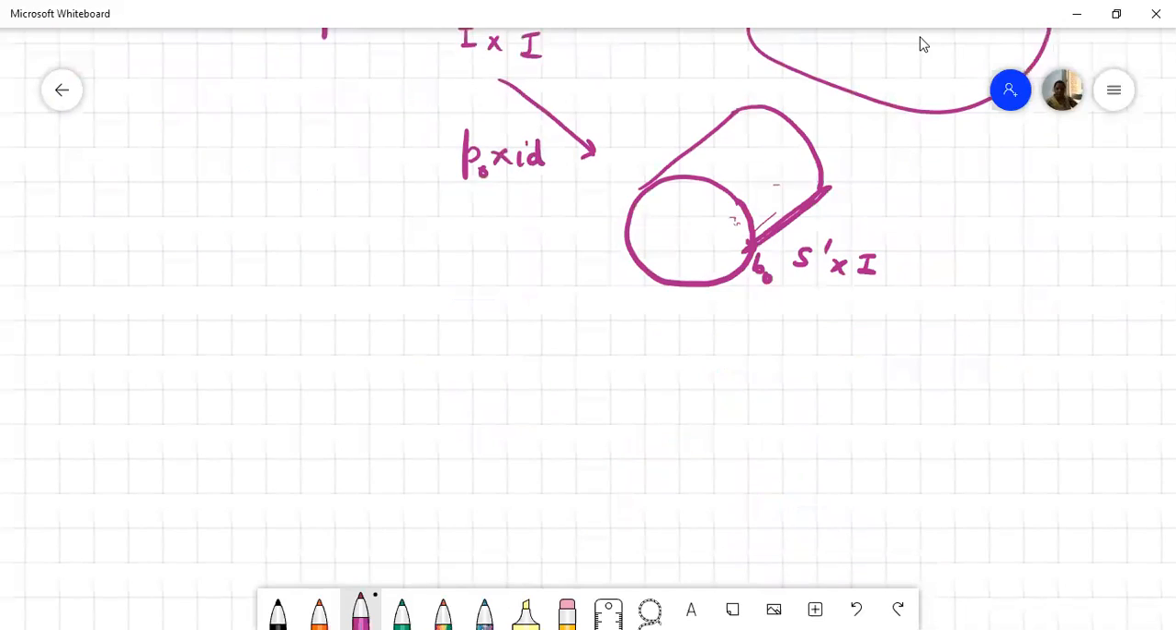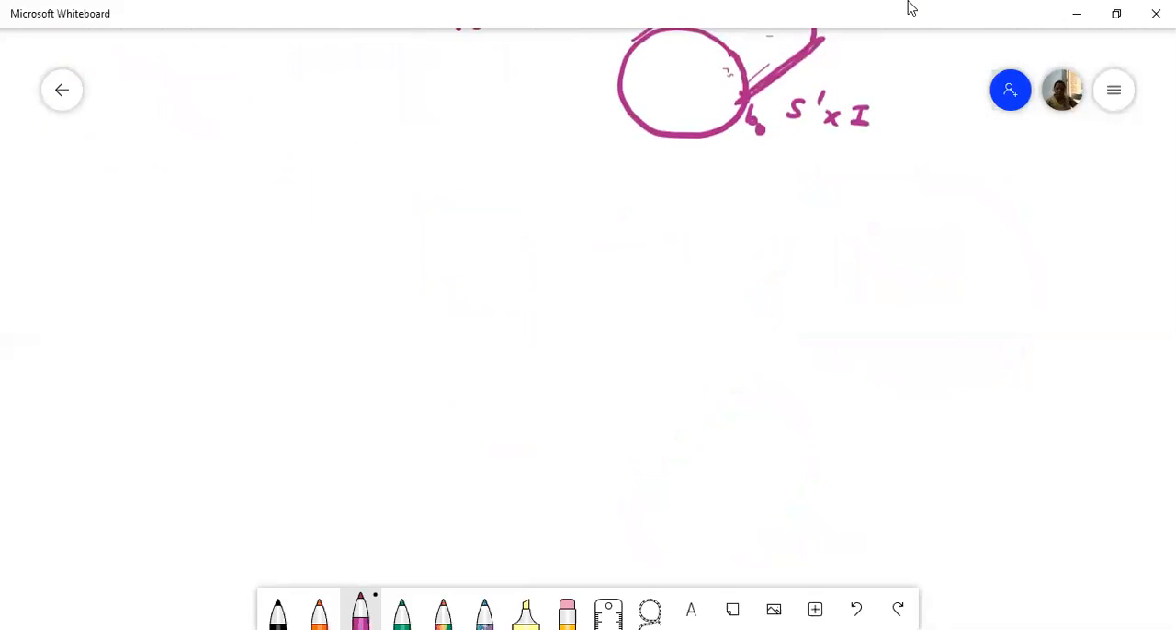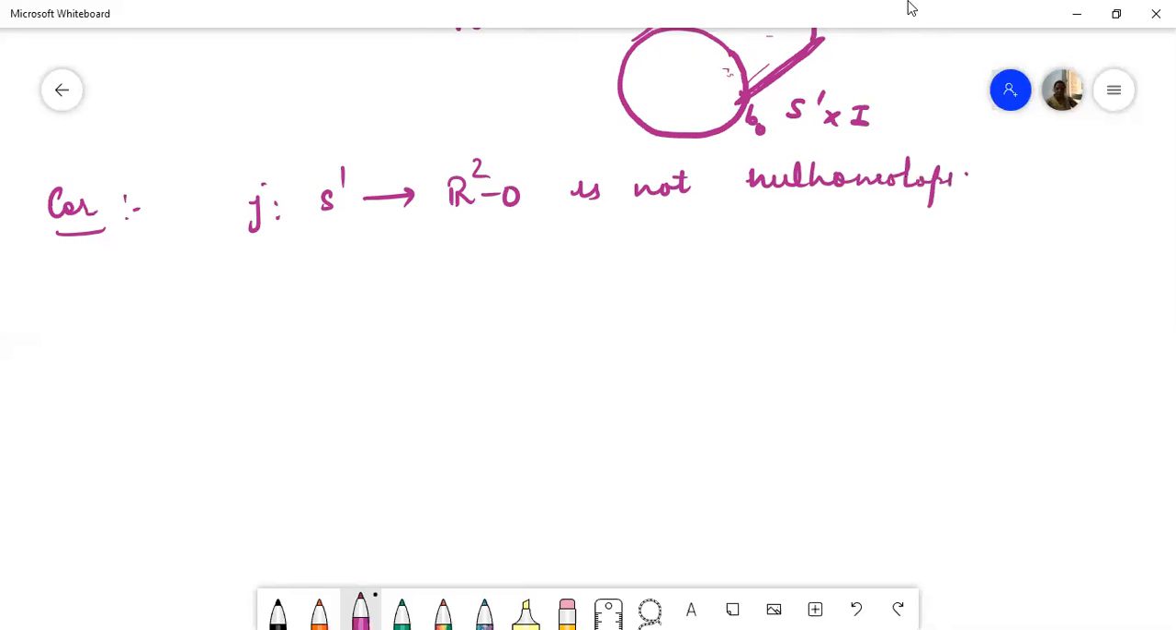Now we have a corollary of this theorem. The corollary says the inclusion map j from S1 to R2 minus 0 is not null homotopic. And secondly, the identity map i from S1 to S1 is not null homotopic.